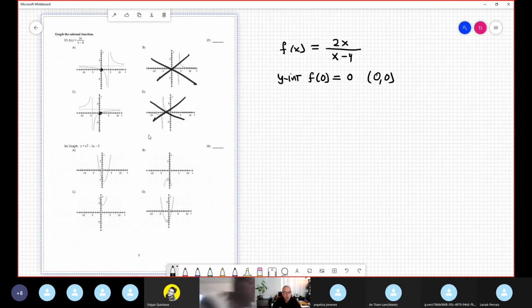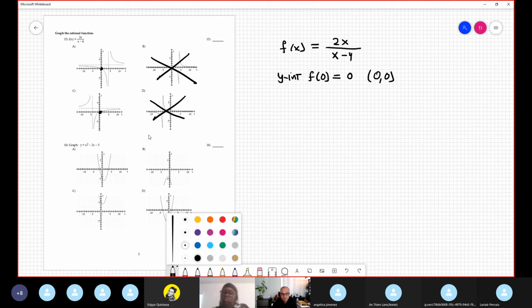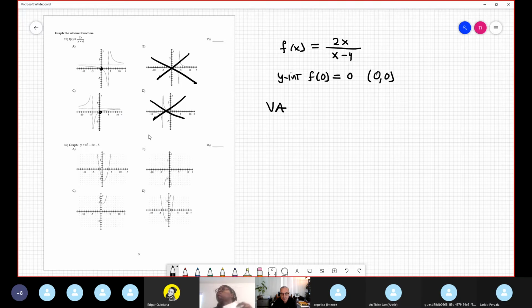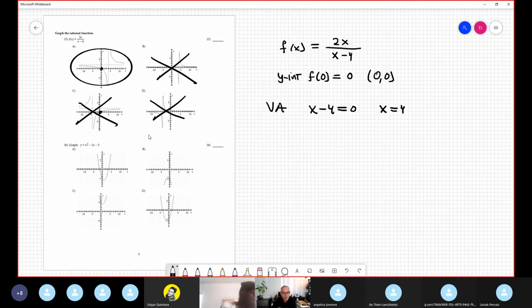Well, it's easy because we have a vertical asymptote at x minus 4 equal to 0, which is x equal 4, positive 4. Not negative 4, it's positive 4. It's obvious that positive 4 is this. This is the option, matching perfectly, and 4. This is a negative 4. No. Okay, it's easy.